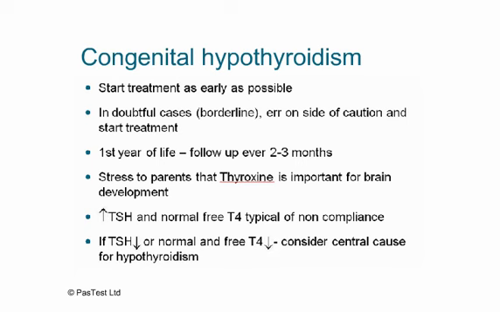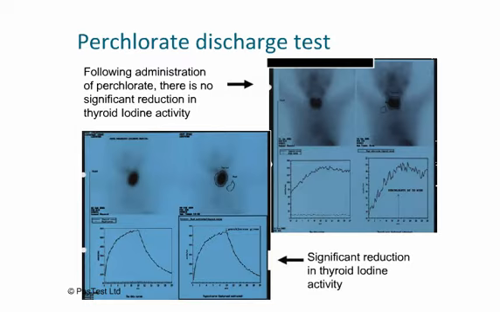This is a perchlorate discharge test, which is usually done after 2 years of age. On the right-hand picture, you have administration of perchlorate, which does not lead to a drop in the activity of iodine in the thyroid gland. However, on the left-hand panel, there is a significant reduction in thyroid iodine activity following perchlorate injection, and this signifies a defect in organification in the thyroid gland.